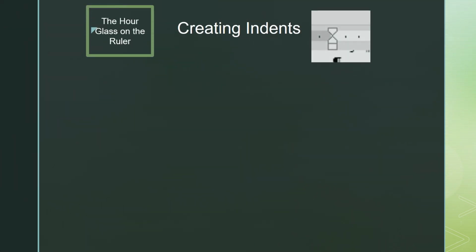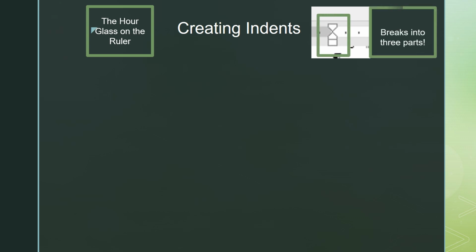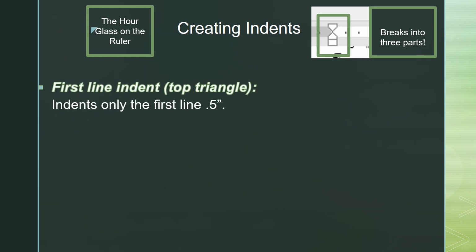Creating indents. On the ruler, you're going to see an hourglass. This hourglass is used to set indents. The hourglass breaks into 3 parts. The first line indent is the top part of the triangle, the top triangle. Indents are normally set at 0.5.